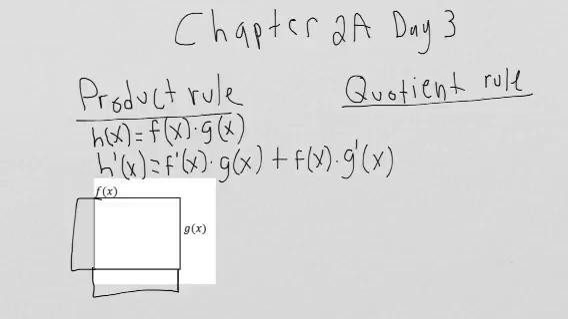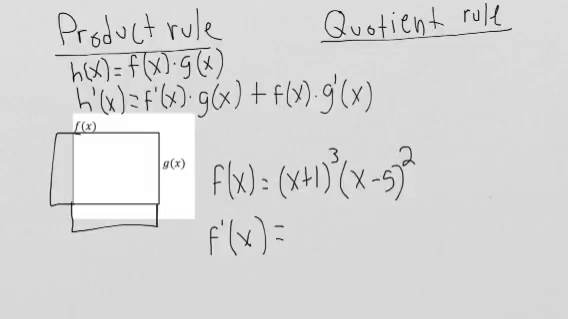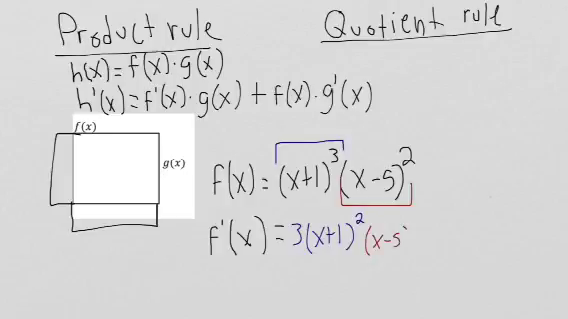So let's say we want to apply this now. Let's look at an example. We notice here this function is defined by two functions that are getting multiplied together, x plus 1 cubed and x minus 5 squared. We're going to take the derivative of the first function first. So we get 3 times x plus 1 squared, and then we're multiplying that by x minus 5 squared.